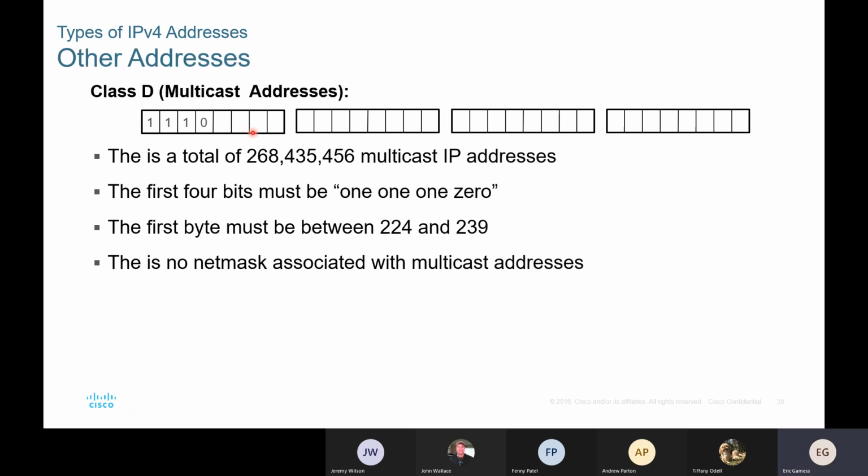Let's see class D. Class D is multicast. In the multicast, we don't speak about subnet mask. So look, the class D addresses start with 1110, and all the remaining bits are used to create different multicast subgroups. So how many multicast subgroups can I create?